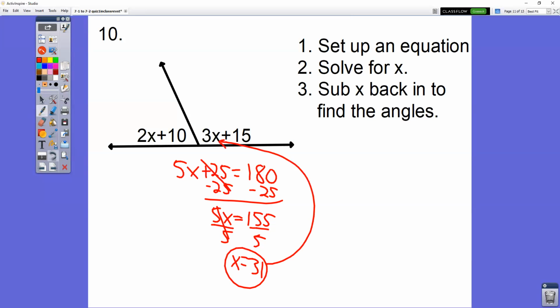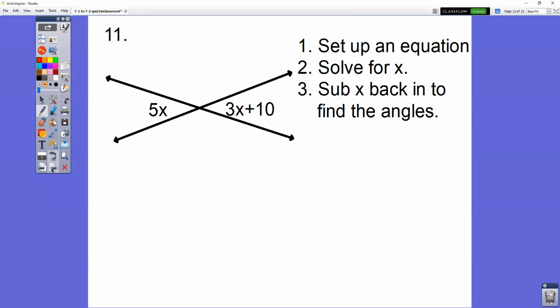Take that 31, sub it back in. 2 times 31 is 62, plus 10 is 72. 3 times 31 is 93, plus 15 gives you 108. Always make sure your answer makes sense. 72 plus 108 does give you 180. Go ahead and try question number 11, please. Set up an equation, solve for x, sub it back in.